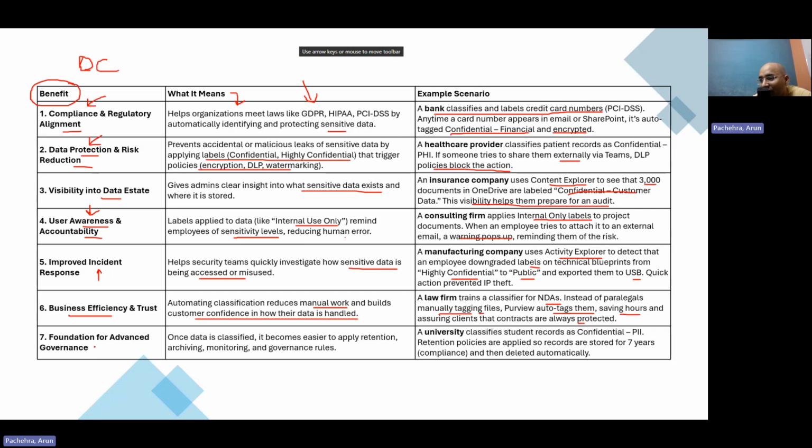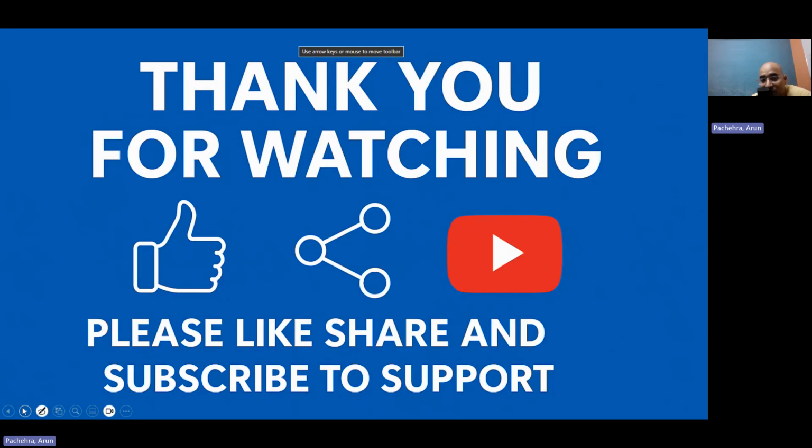Now, finally, it is the foundation of our advanced governance. If you remember, Microsoft Purview helps in data governance, data security, and data risk and compliance. So governance always comes in here. Once data is classified, it becomes easier to apply retention, archiving, monitoring, and governance rules. For example, a university classifies student records as confidential PII, personal data. So retention policies are applied, and records are stored for 7 years and then deleted automatically after 7 years. So with this, I think we are good to go.